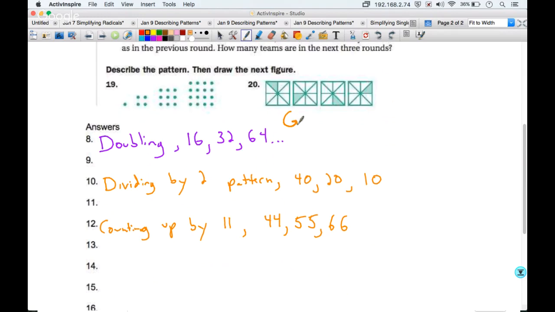Which way did it rotate? Rotated this direction, and we call this counterclockwise. How far did it rotate counterclockwise? Well, the shaded part went from bordering the top to bordering the right. In order for it to do that, it has rotated 90 degrees each time.